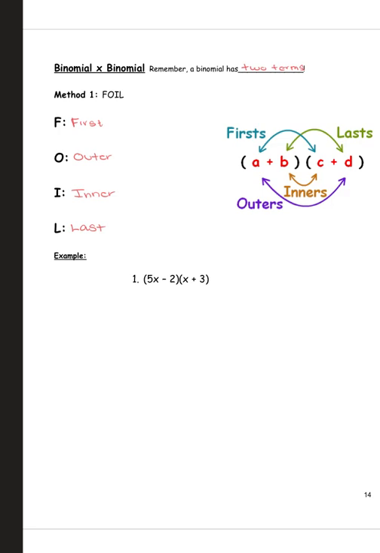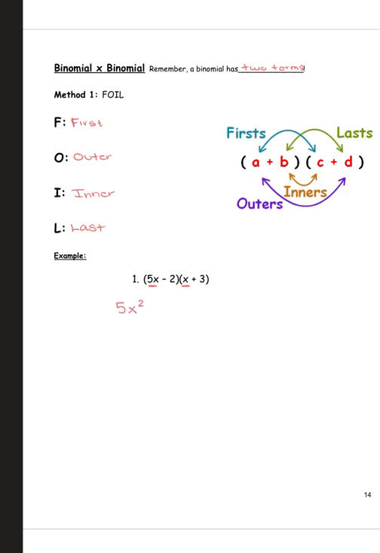The next method that we're going to use works no matter if you're multiplying a binomial times a binomial, or a binomial times a trinomial, and so on and so forth. So looking at the example of 5x minus 2 times x plus 3. First we're going to look at first. So we're going to look at the first term in each. My first term in each is 5x in my first expression and x in my second expression. So I'm going to multiply them to give me 5x squared.